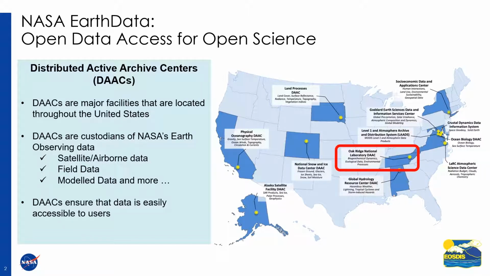As you can see from the figure on the left, there are many DACs located throughout the United States. So what does a DAC do? DACs curate, archive, and distribute data from NASA's Earth-observing missions. This can include satellite data, data collected from instruments on aircraft, field measurements, and modeled data. Importantly, DACs strive to ensure that NASA's data is available and accessible to users, believing in open data access for open science.